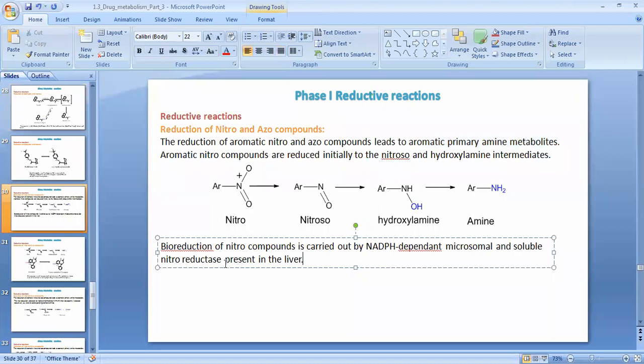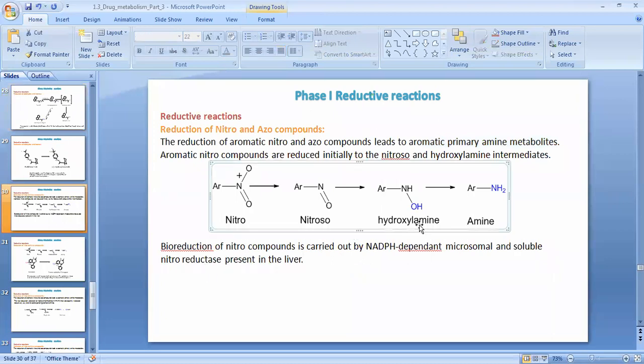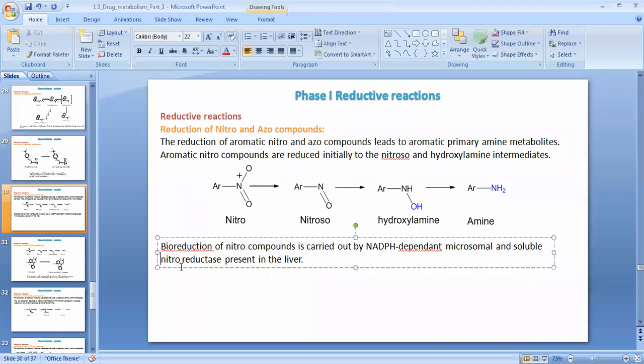Bioreduction means enzymatic reduction reaction in the presence of biological enzymes. So who is going to carry out this bioreduction of nitro compounds? It is carried out by NADPH, that is nicotinamide adenine dinucleotide phosphate dependent, that means energy dependent, microsomal and soluble enzyme, the nitroreductase enzyme, which is present in the liver.